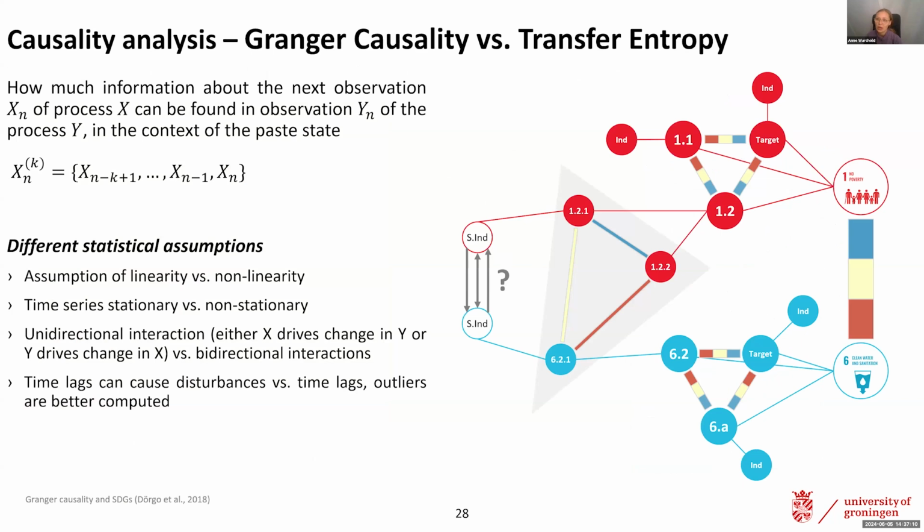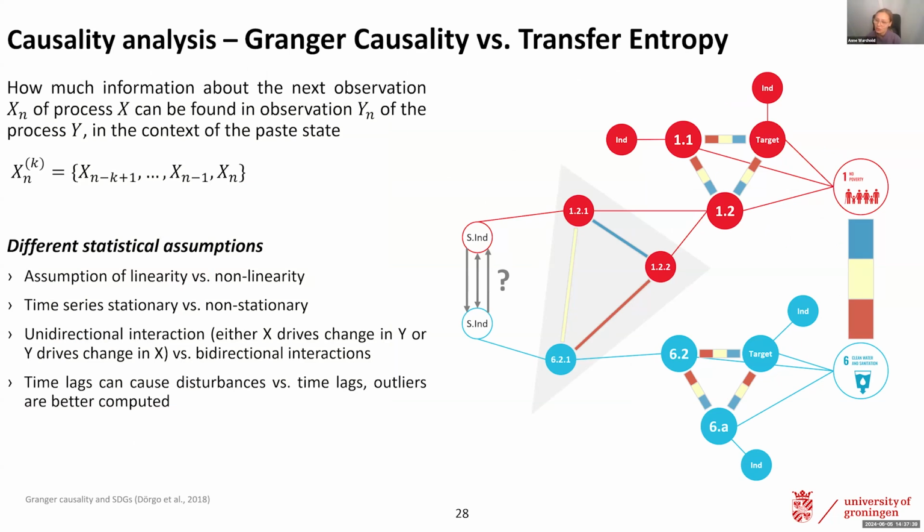You have some different options that are currently applied in the SDG context. For example, Granger causality and transfer entropy. Both statistical methods can be used to, and let's not call it causality, let's call it the direction of influence you can measure from a certain observation X to another observation Y.